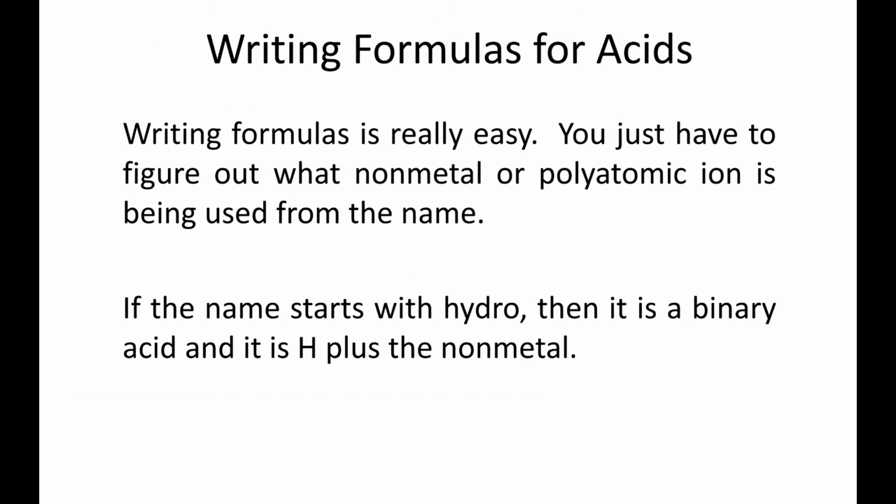Okay, writing formulas for acids. So basically, we're going to do the opposite of what we just did. Writing formulas is really easy. You just have to figure out what nonmetal or polyatomic ion is being used from the name. If the name starts with hydro, then it's a binary acid. You know that it's one of those 7, because there are only 7. And it's H plus a nonmetal.